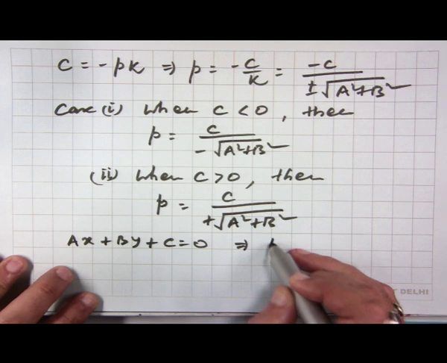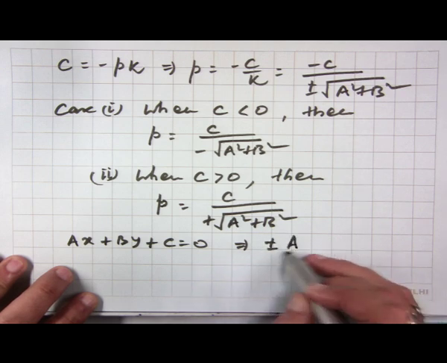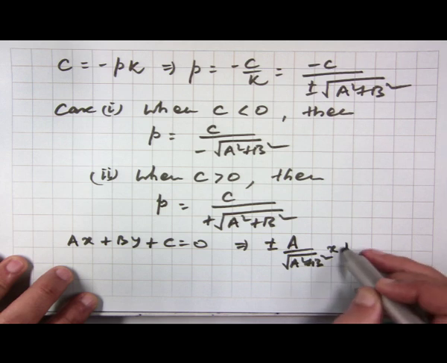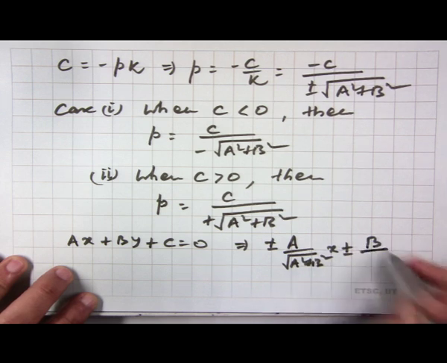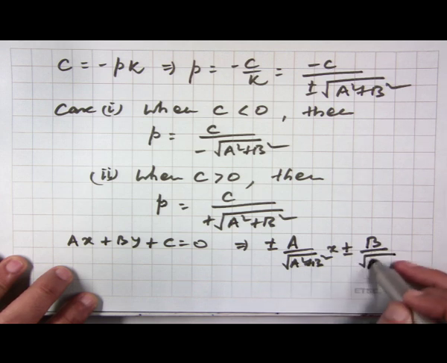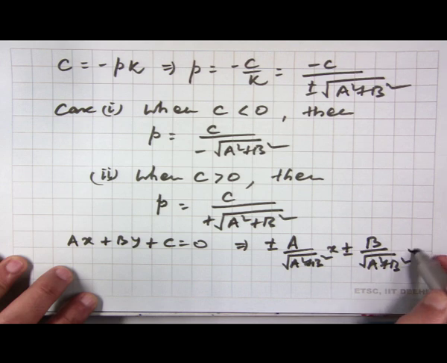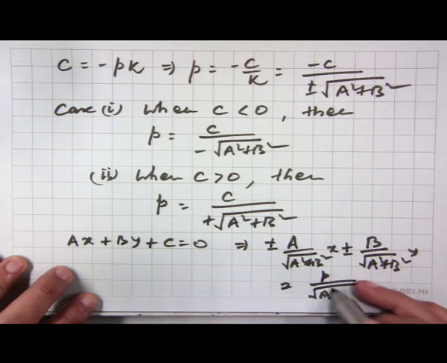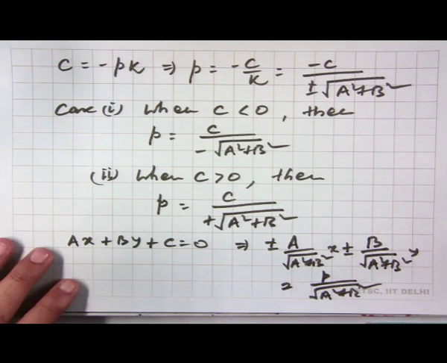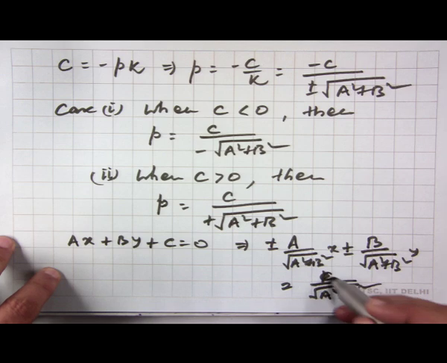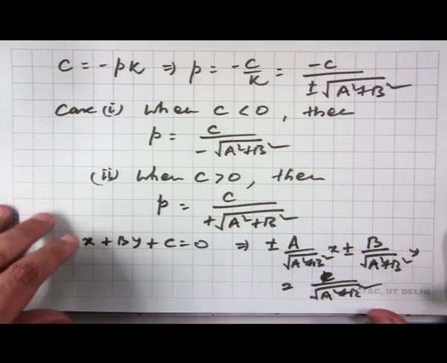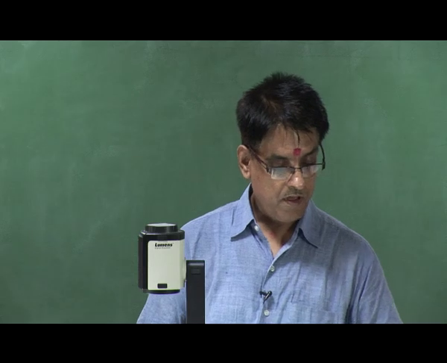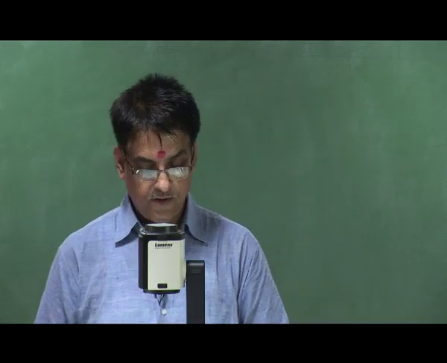implies plus minus a by root under a square plus b square x plus minus b by root under a square plus b square y is equal to root under a square plus b square, c by root under a square plus b square. So this is the reduction of general equation in normal form.